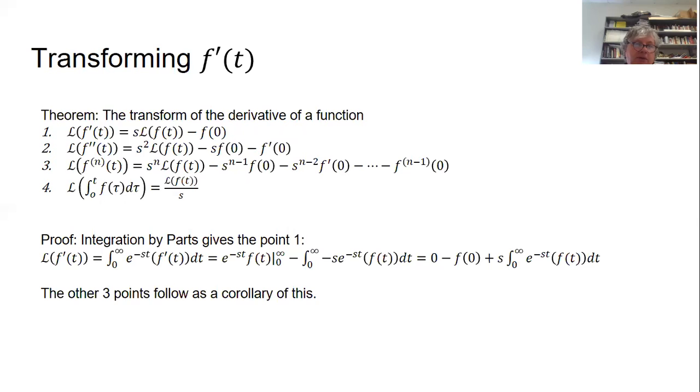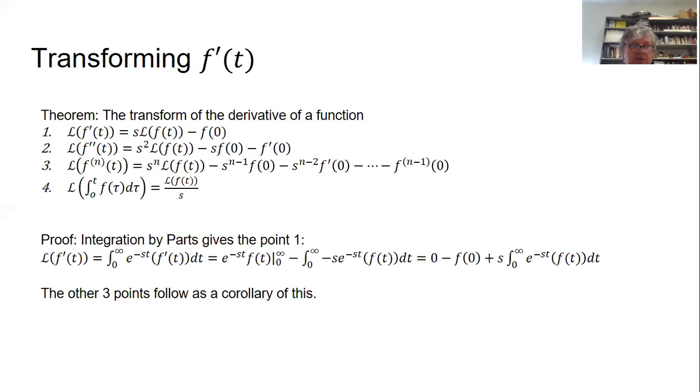And you can go backwards, right? From number 1, if you let f of t be the integral of f, then what you see is that when you're taking antiderivatives, you're dividing by s. So taking derivatives, you multiply by s. Taking antiderivatives, you divide by s. So 2, 3, and 4 all follow from number 1, and number 1 comes from integration by parts, right?